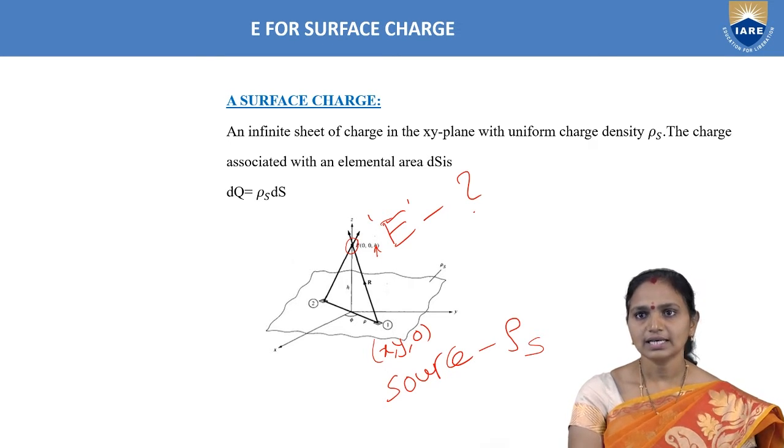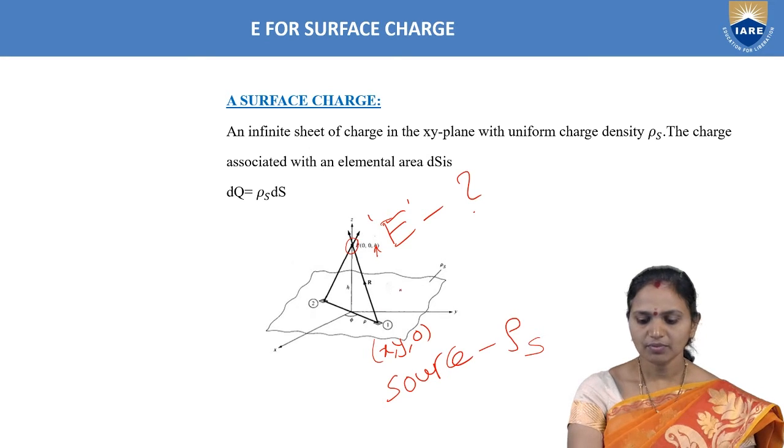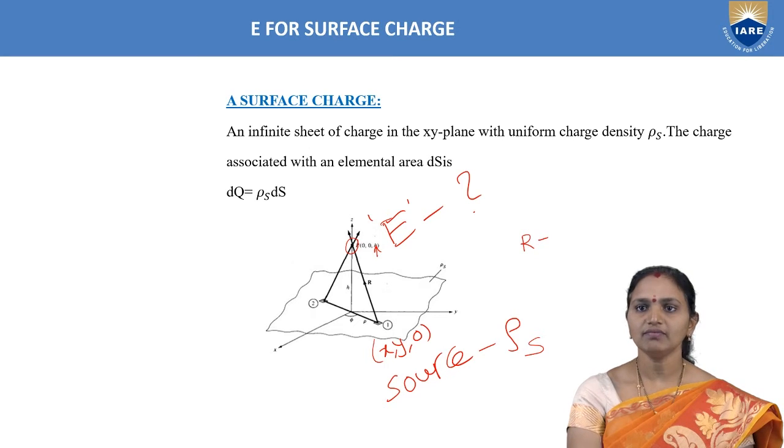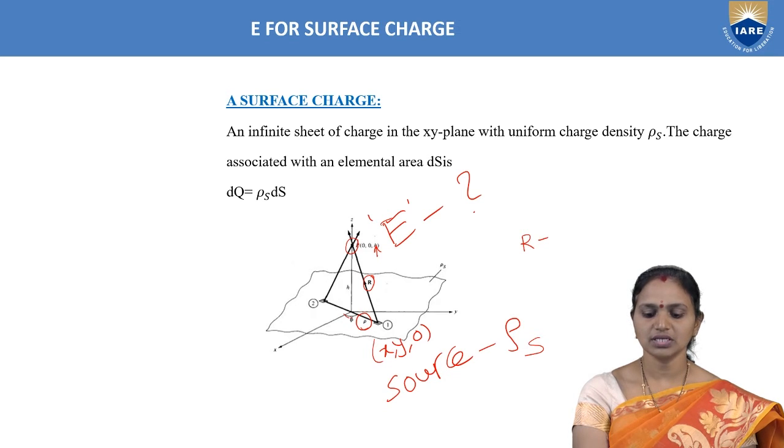Now we are trying to calculate the field E due to a surface charge rho s, which is in the xy plane. If we go through all these parameters here, r is the distance between the field point and the source point, and rho is the radial distance from the origin to the source point. Then the angle measured from the x-axis, we take as phi.